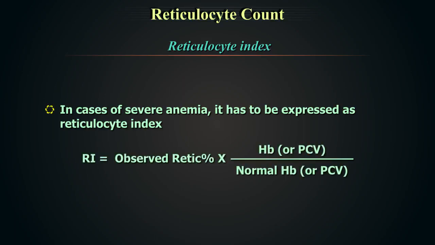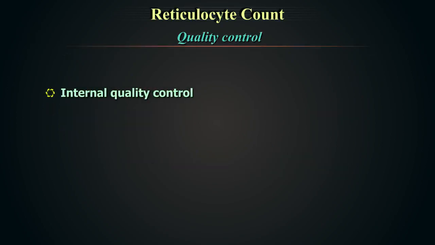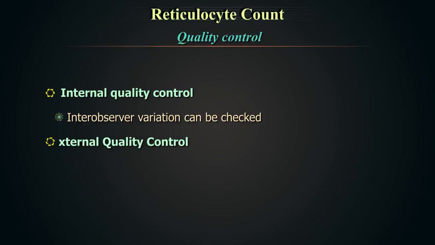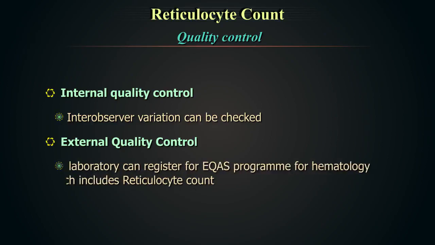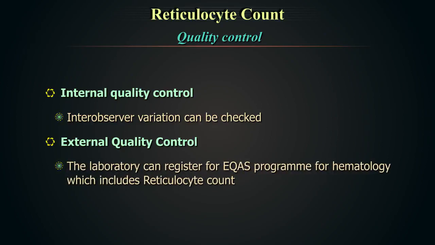Reticulocyte index is equal to observed reticulocyte percentage into hemoglobin or PCV upon normal hemoglobin or PCV. For internal quality control, inter-observer variation can be checked. The lab may define suitable acceptance criteria for them. For external quality control, the laboratory can register for the EQAS program for hematology, which includes reticulocyte count.